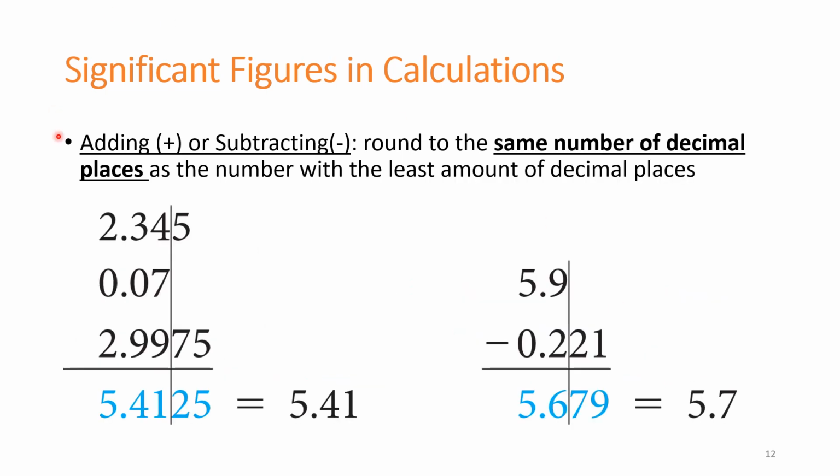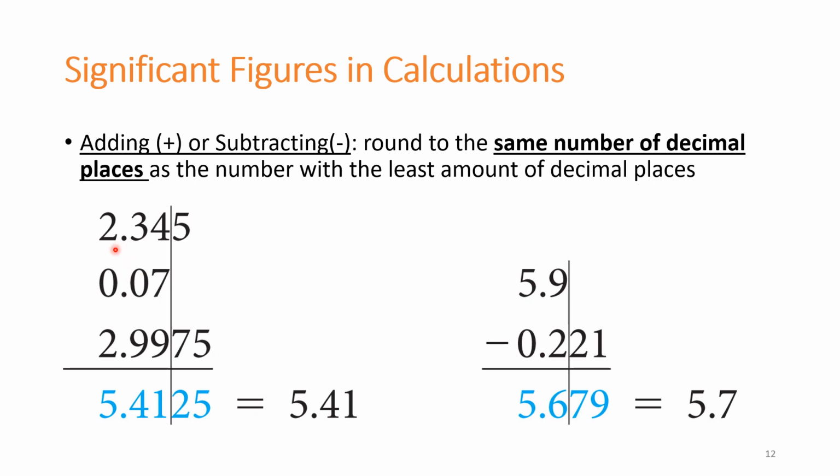The next rule is about adding and subtracting. Let's say you have these 3 values right here. We're going to look at the numbers after the decimal point. The number with the least number of digits after that decimal point, and in this case it's this one right here, will be the one that determines how many decimal places you have at the end. I know this is kind of strange because this rule doesn't really have anything to do with sig figs per se, but it ends up determining how many sig figs you have at the end.